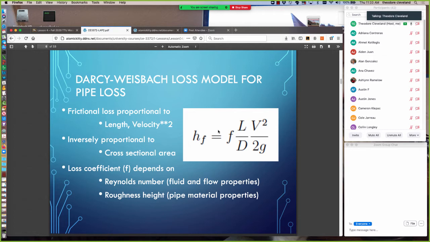The head loss due to friction is equal to a friction factor multiplied by the ratio of length to diameter for the pipe multiplied by the velocity head in the pipe. The frictional loss model is proportional to the length of the pipe, proportional to the square of velocity, and inversely proportional to the cross-sectional area. The loss coefficient f depends on the Reynolds number and the roughness height. So we have a fluid flow property influence and a pipe material property influence.